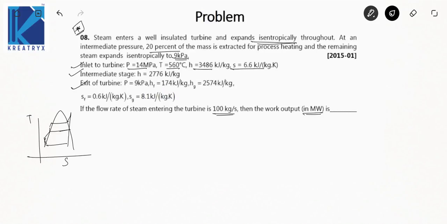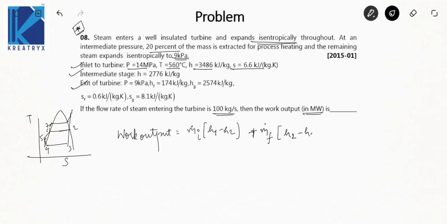This is isentropic process. Okay, so 1 2 3, this is a straight line. Okay, this is a straight line isentropic process. This is 4 5 6 and this is 7. Okay, so work output, what will be the work output? Work output will be m dot initial in megawatt. Okay, m dot initial times the change in enthalpy from process 1 to 2 when whole of the steam was expanded. Okay, plus m dot final when some part of the steam has been extracted.